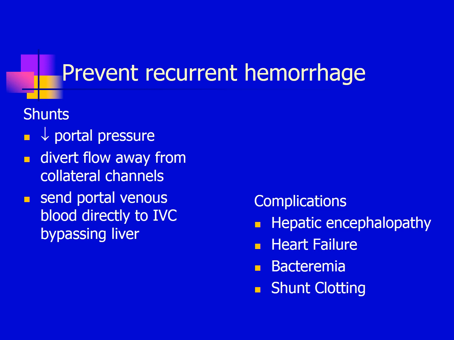So preventing recurrent hemorrhage is usually done by placing shunts, which would decrease the pressure and divert the flow away from the collateral channels, right? Complications itself are hepatic encephalopathy, heart failure, bacteremia, and the shunt that's going to clog.